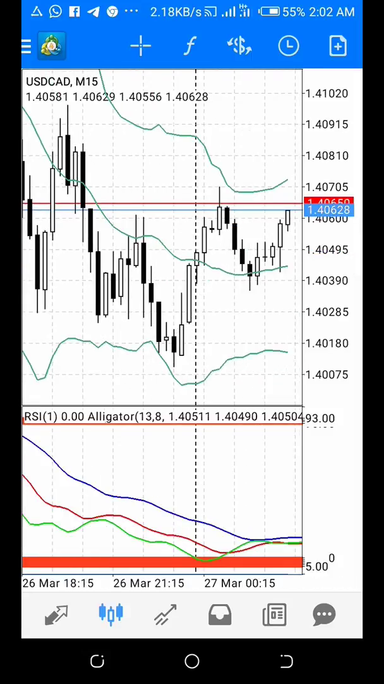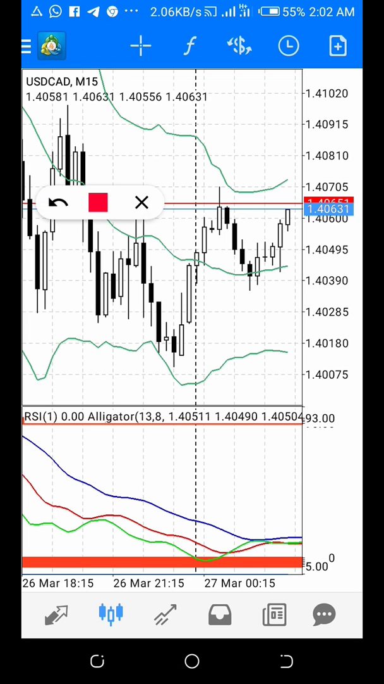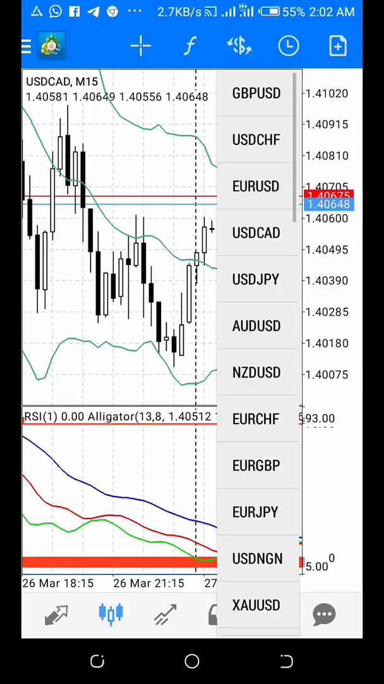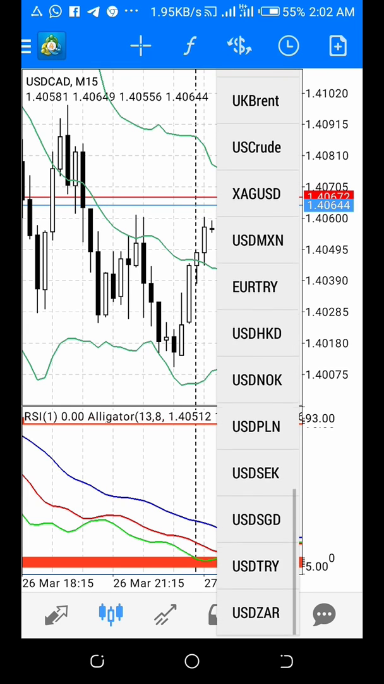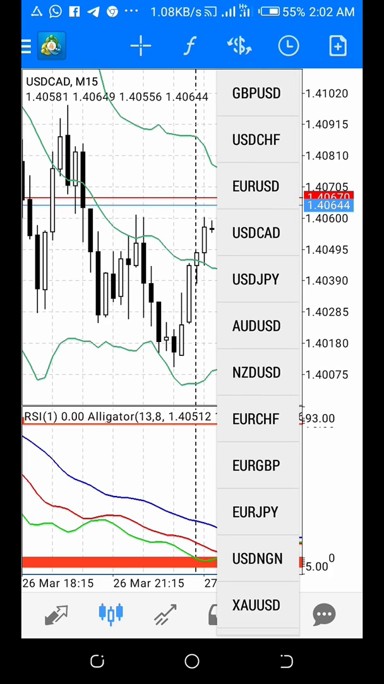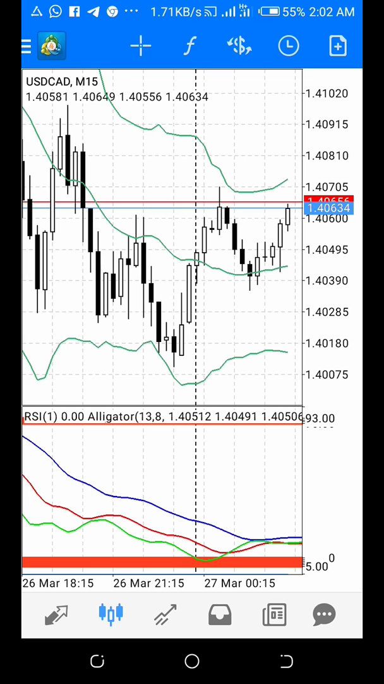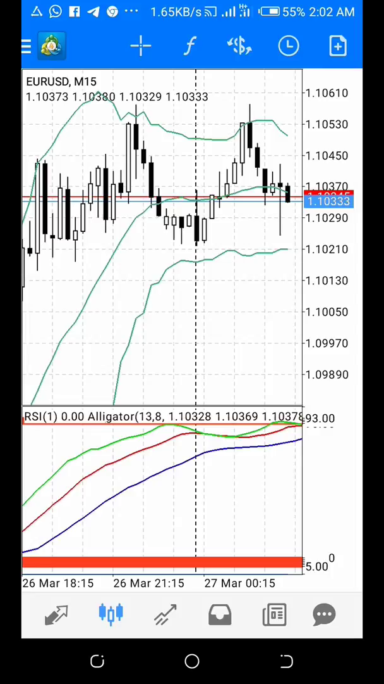The next thing we move on to is this dollar sign. This dollar sign we have here is what we call the currency pair. Instead of you going back to click the code to see the currency pair, maybe you want to go to another currency pair, you just click on the dollar sign and search for the currency pair you want, you click on it. After clicking on the currency pair, it will bring the chart for you.